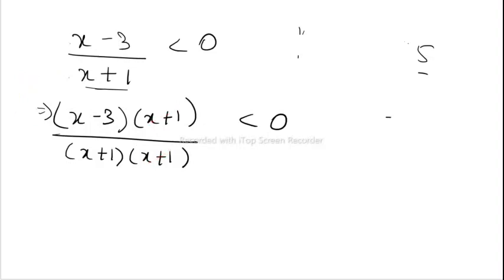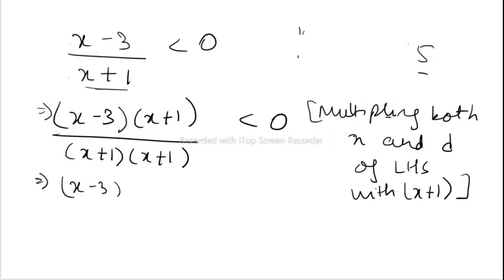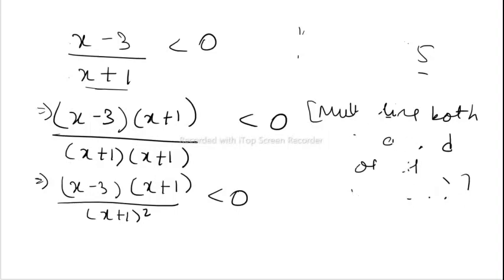Okay, so I multiply both numerator and denominator. Let me write it for you. Multiplying both numerator and denominator of LHS with x plus 1. Okay, that I can do. Now, then what will happen? It will become (x minus 3) multiplied by (x plus 1) by (x plus 1) whole square less than 0. Correct? Right?